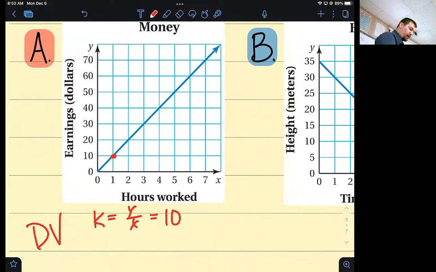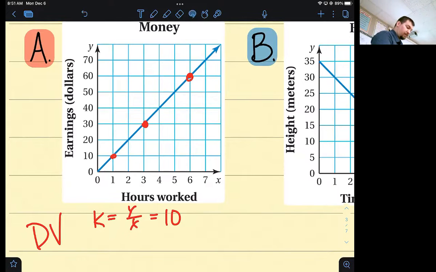So I could use this point, right? 10 divided by 1 is 10. I could use this point. 30 divided by 3 is 10. I could use this point. 60 divided by 6 is 10. I get the same thing every time. So that's also proof that it's proportional. So it's going to the origin. All those points will give you the same answer, which is 10.